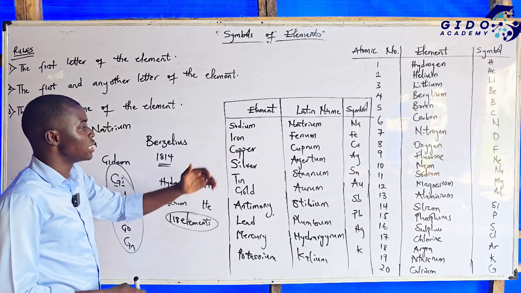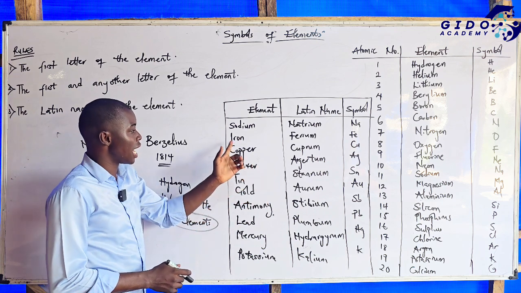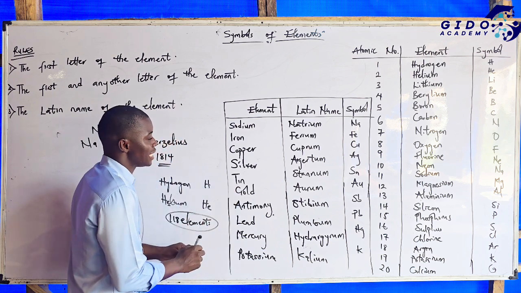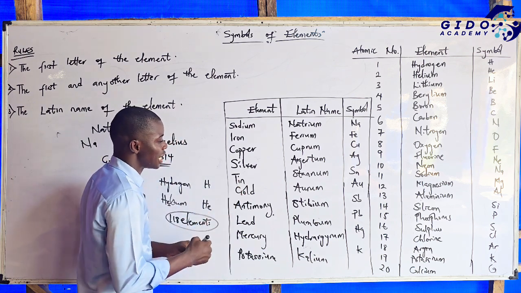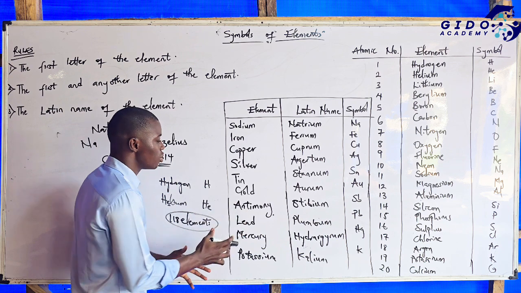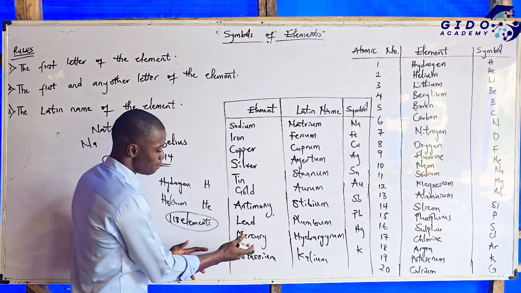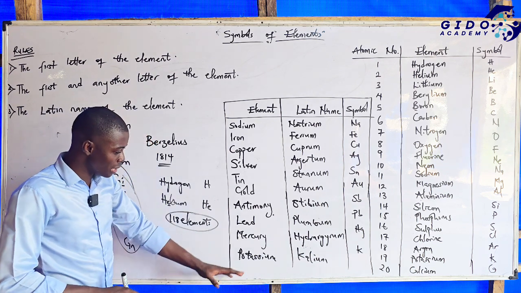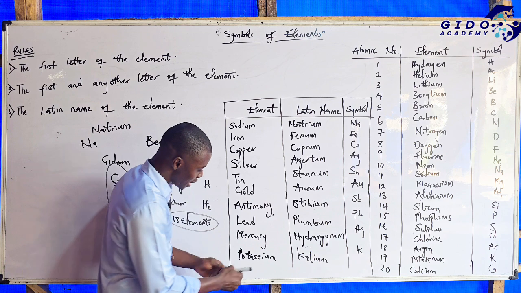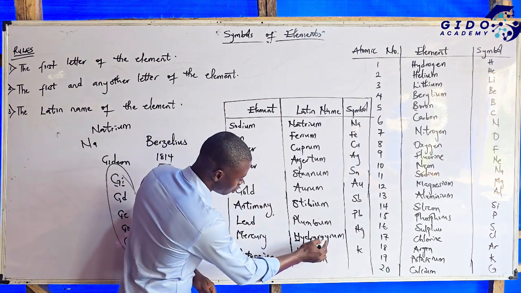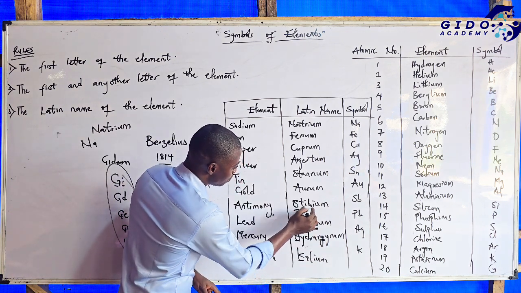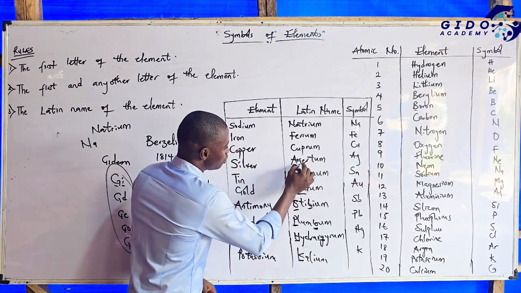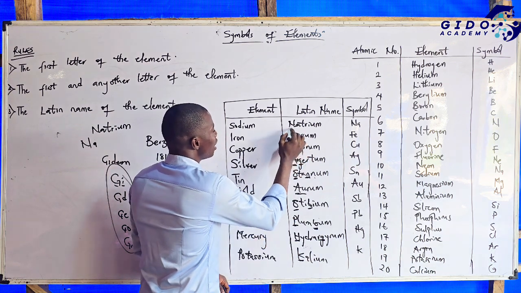For example, sodium. The Latin name for sodium is natrium. Iron is ferrum. Copper is cuprum. Then silver is argentum. Tin is stannum, gold is aurum, antimony is stibium, lead is plumbum, mercury is hydrargyrum. But please, hydrargyrum is not the Latin name, it's a Greek name. Then potassium is for what? Is for kalium. Then the symbol is K here. Here is Hg, here is Pb, here is Sb, here is Au, Sn, Ag, Cu, Fe and Na.